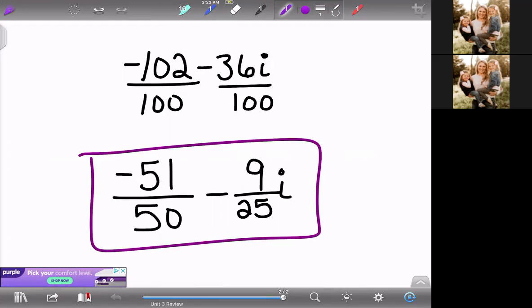So the real part always comes first. The last part will always have the imaginary number in it.